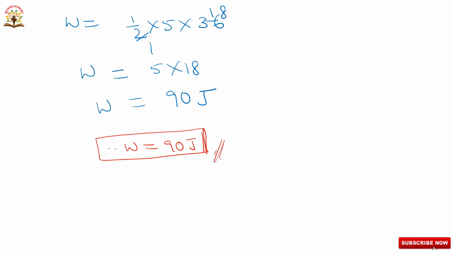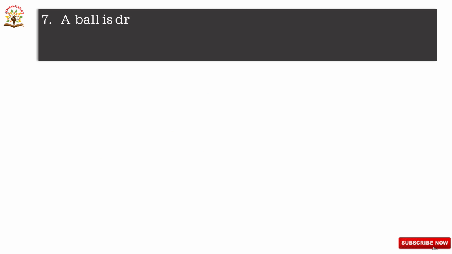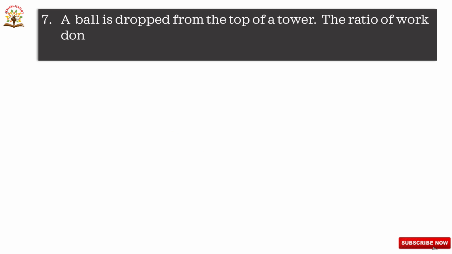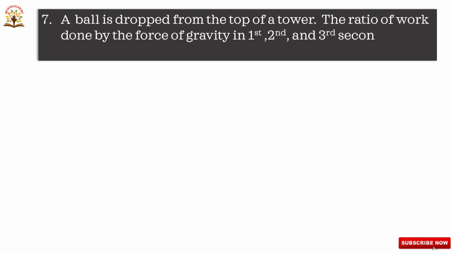Okay, next we'll go to the next question. A ball is dropped from the top of a tower. The ratio of work done by the force of gravity in the first, second and third second of the motion of the ball is. Here we have to calculate the work done in the first, second and third second of the motion of the ball. Okay, now let us go to the solution.